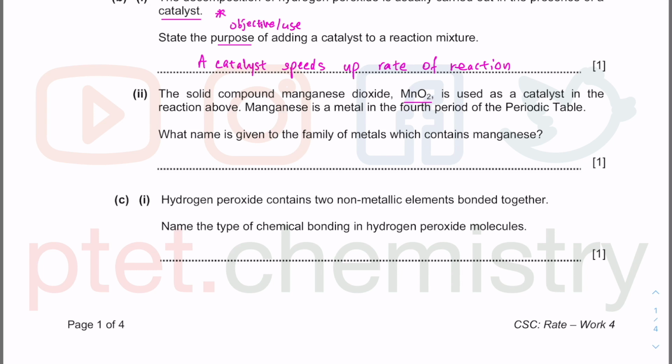What name is given to the family of metals which contain manganese? So this is the middle block of the periodic table, a topic that you will come across later on in year 10, if not in year 11. They are called transition metals. So this family of metals in the middle block of the periodic table, of which manganese is one, is called transition metals.